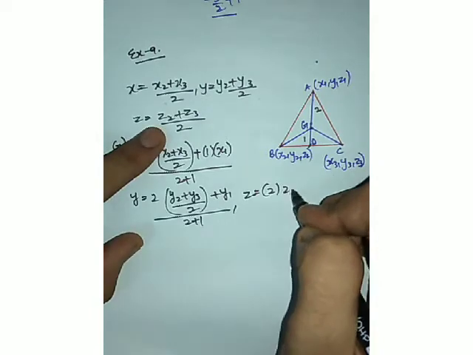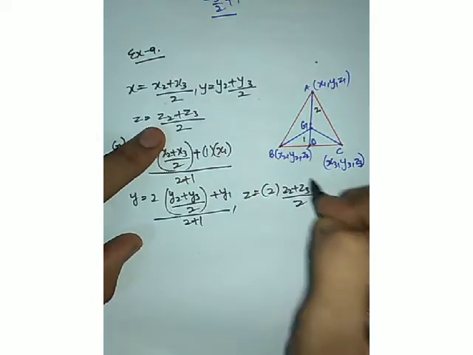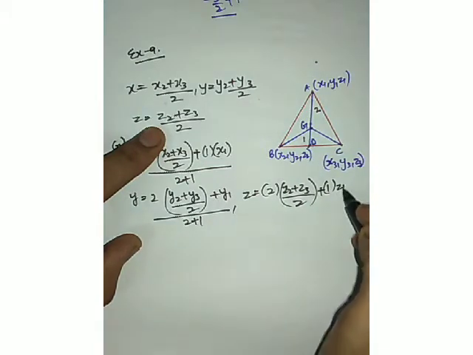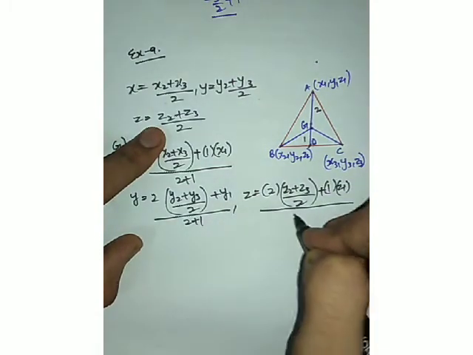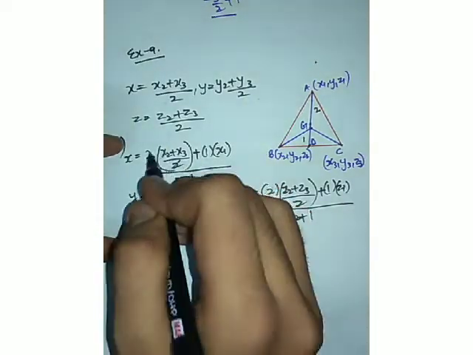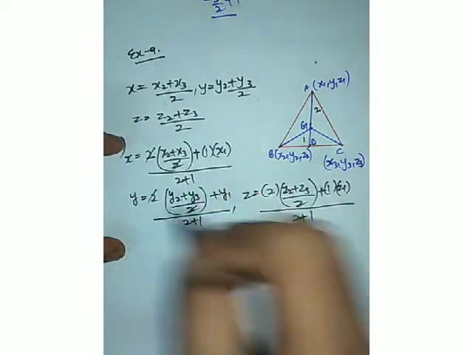What is z2? z2 plus z3 upon 2 plus 1. What is z1? That is z1 itself, divided by 2 plus 1. So just solve it a bit. 2 and 2 will be cancelled in every equation.